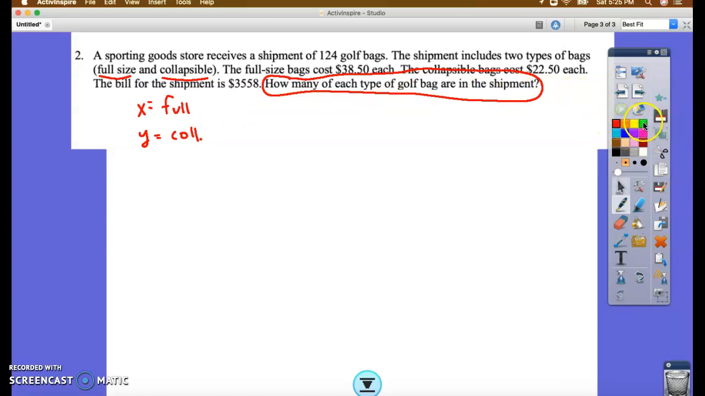Now is where I'm saying the tricky part is going to be. A sporting goods store receives a shipment of 124. It's kind of a large number to total. The other numbers that I see are here, here, and here, and they all have money, so they kind of belong in the same equation. So 124 is the number of X and Y that I received. It's the total number of bags. Now, there's one equation. I need two equations because I have two variables.